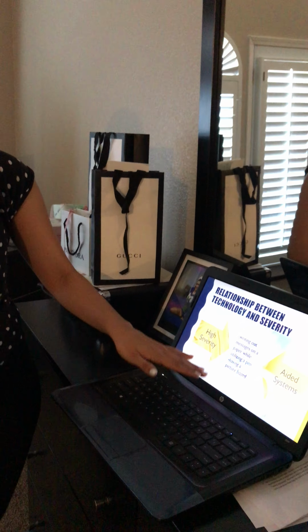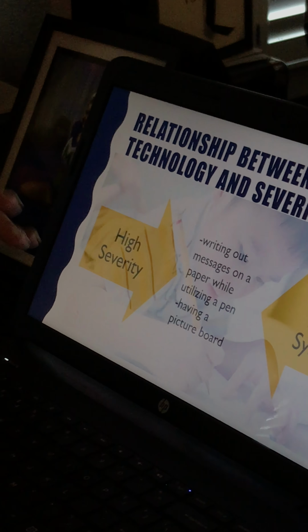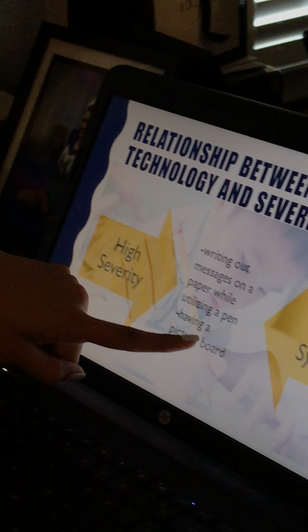And these are very simple aided systems. They're things such as writing out messages on a paper while utilizing a pen, or having a picture board, which, as I explained before, is simply a board or a book in itself where there's different pictures on there, and they can point at the objects or the actions that they want done for themselves, or actions that they want to do.